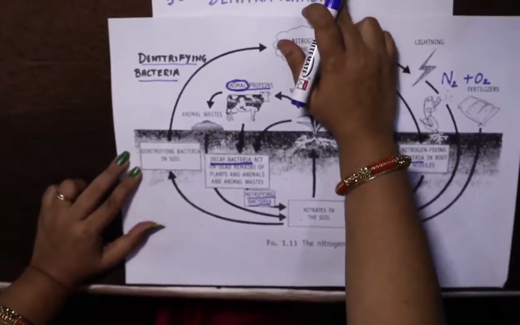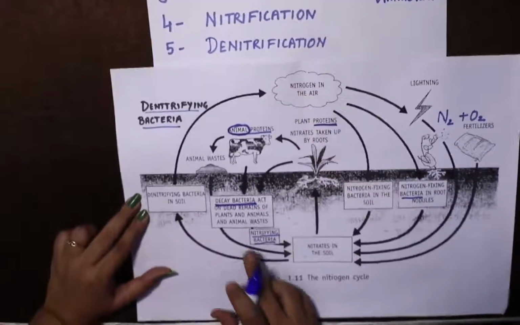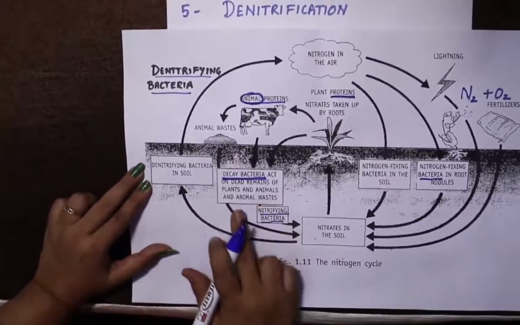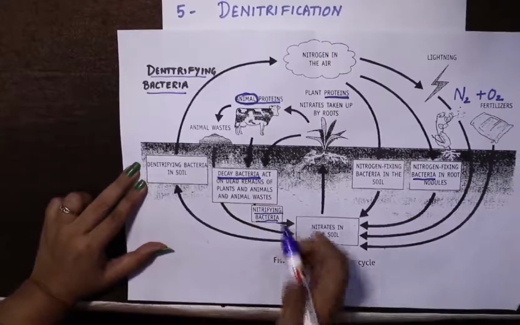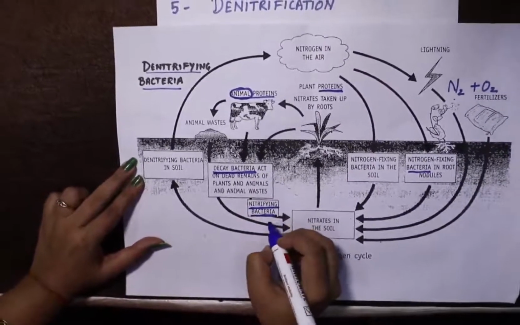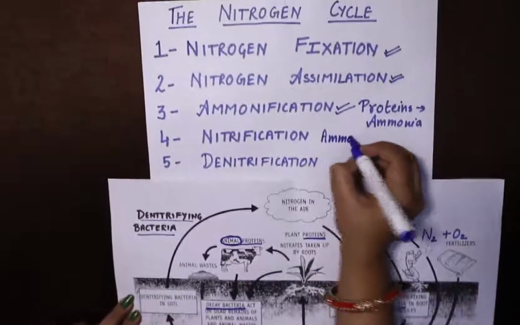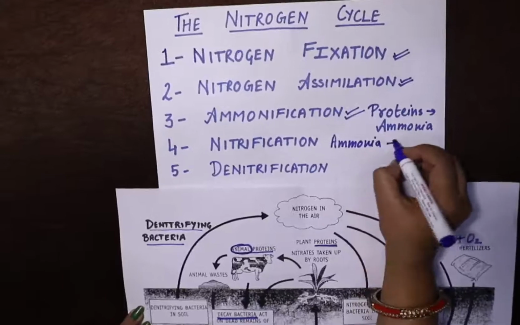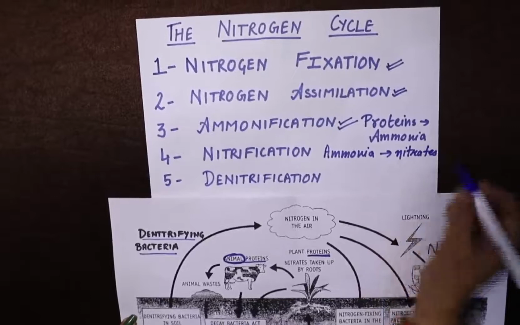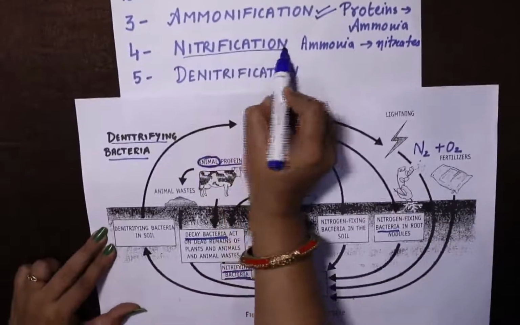The fourth step is nitrification. Now what happens during nitrification? Some of these compounds are taken up by the plants while the rest of them are converted into nitrates with the help of nitrifying bacteria. So this process of conversion of ammonia into nitrates with the help of nitrifying bacteria is known as nitrification.